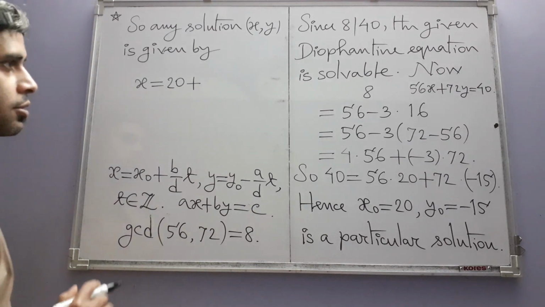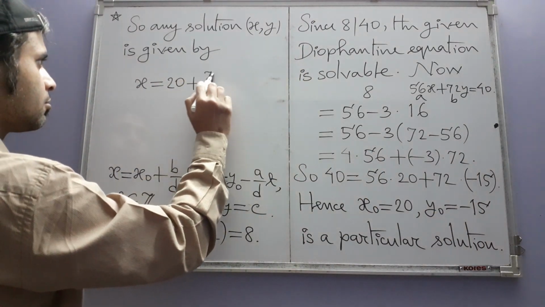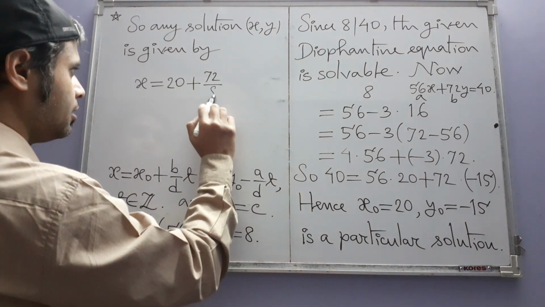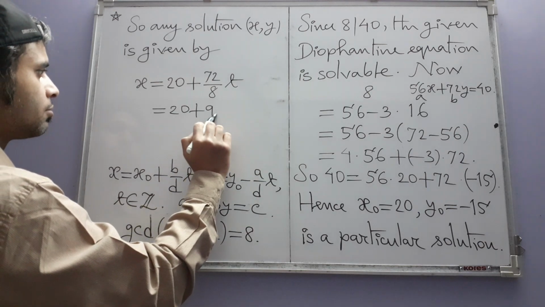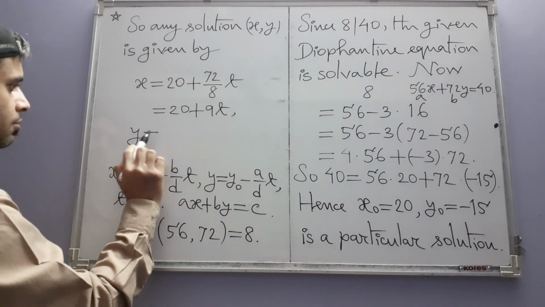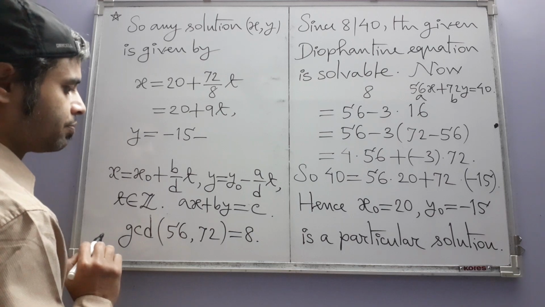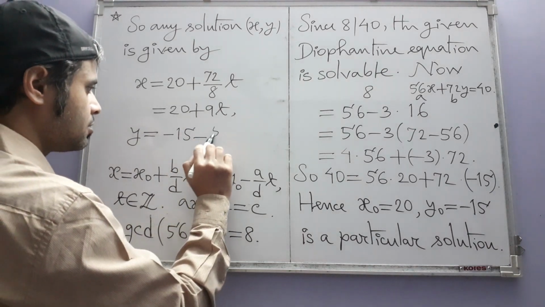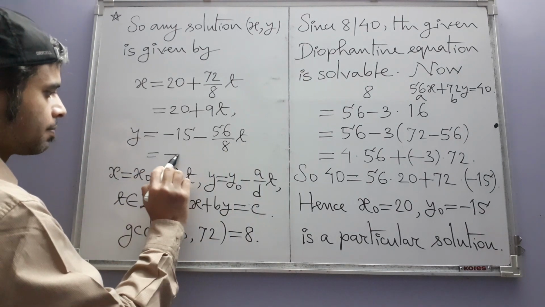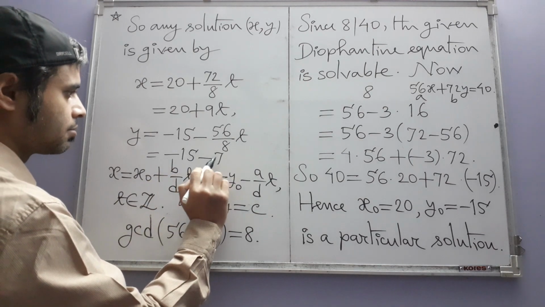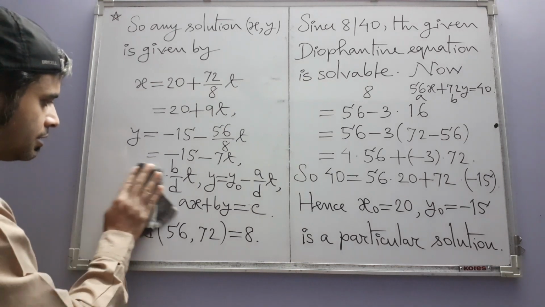Yeah. So that means our A is 56 and B is 72. 72 divided by 8 times t, that means this is plus 90, and y is equal to y naught, which is minus 15, minus A divided by D, that is 56 by 8 times t, that is minus 15 minus 7t, and you have to also mention that here t is any integer.